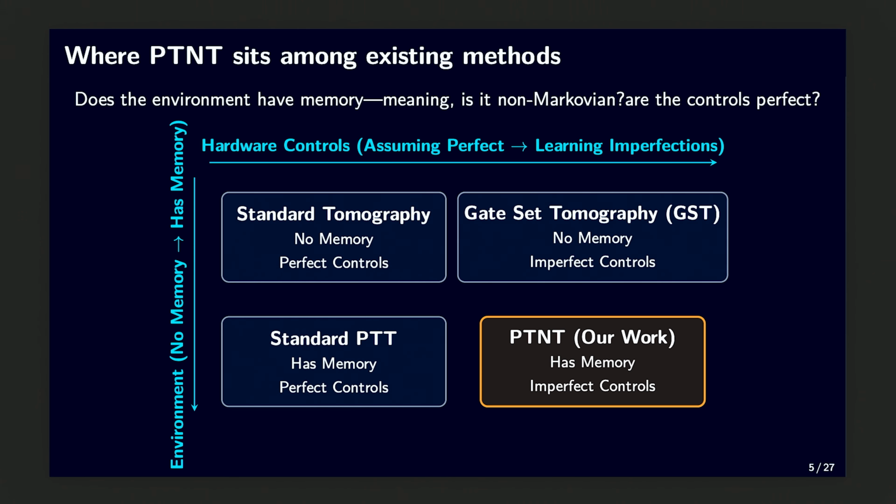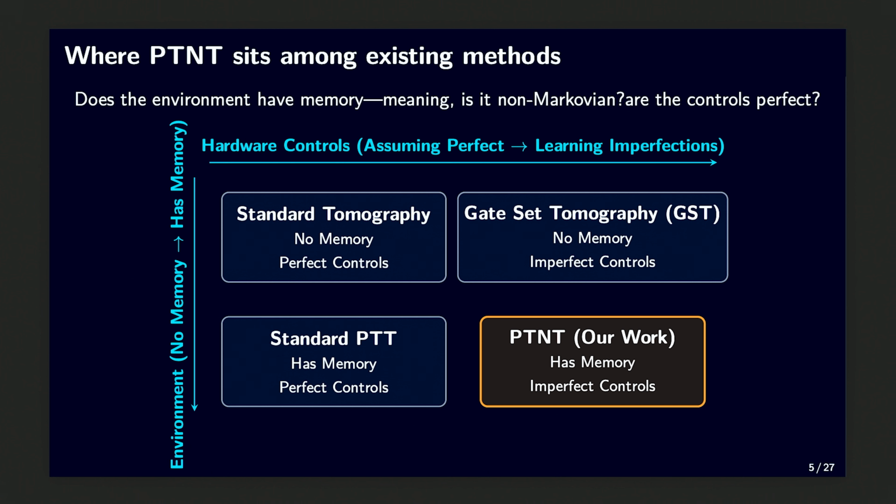If you really want to see where PTT stands among the existing models, you have to ask yourself two questions. First, does the environment have memory? If the environment has any memory, we call that non-Markovianity. And second, are the controls perfect? This is the table that made sense to me when I was reading the literature, so I wanted to characterize all of the famous methods in this field to introduce to you. If there is no memory and there are perfect controls, it's called standard tomography, but it is not realistic, right? Because we definitely have noises.